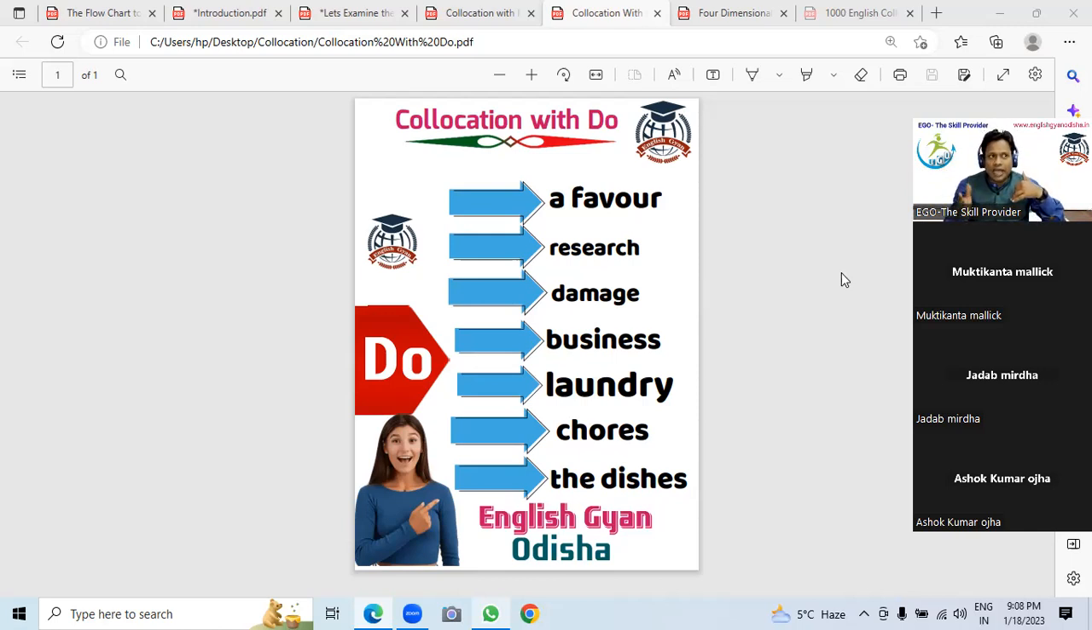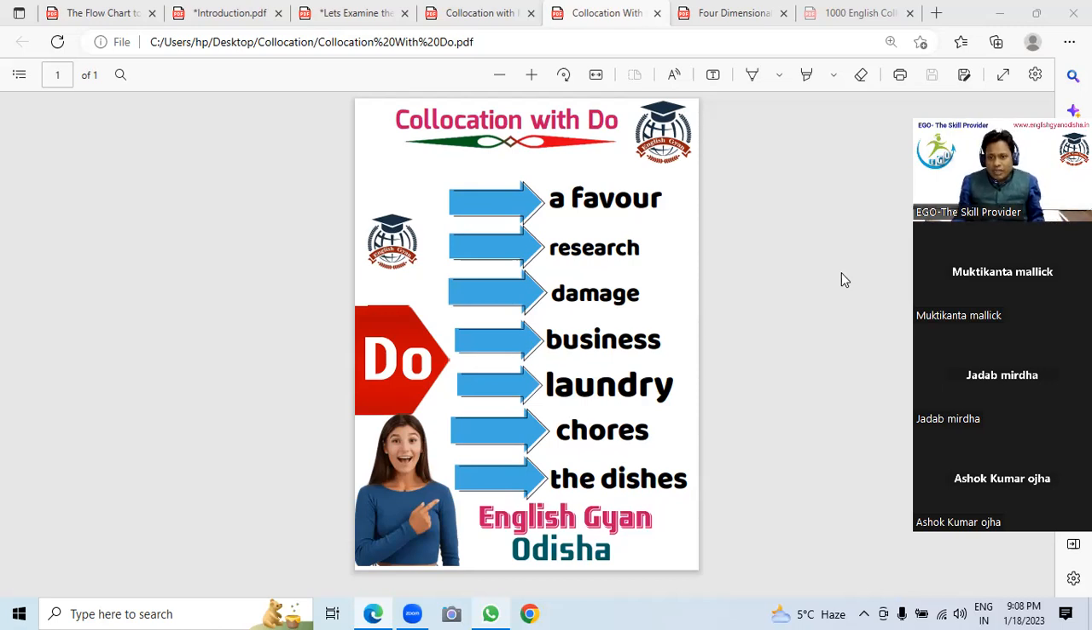Suppose around 9:30 I'm going to call somebody. So Jadav sir, are you busy? I need to talk to you. Sorry sir, I'm doing some chores or I'm doing my chores. Doing chores means you are doing your routine work. You just brush your teeth, you take your tea. Sometimes you read newspaper, a lot of things you do, right? So that is called doing chores or do chores.